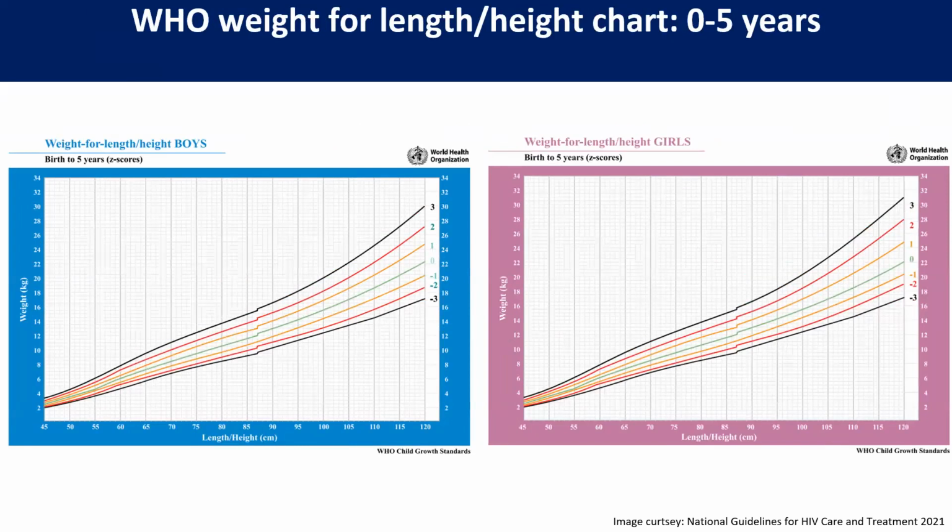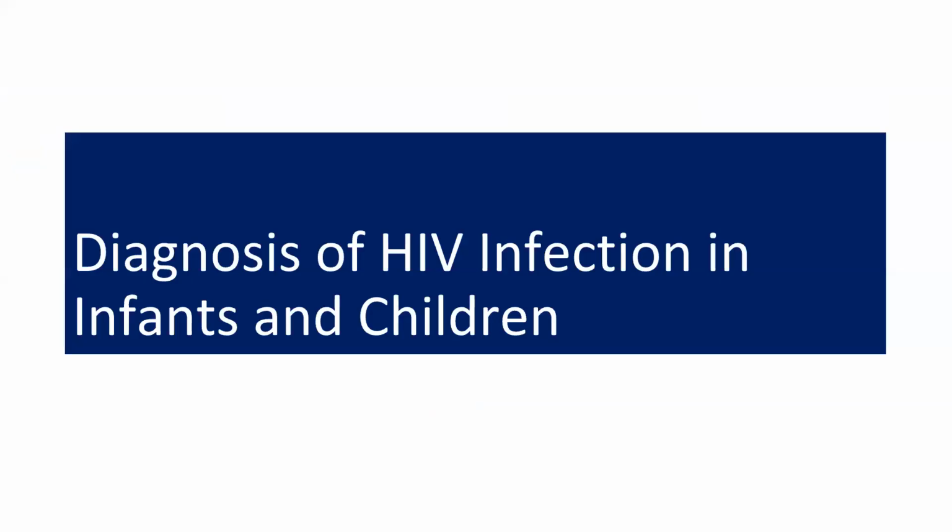We need to see whether the curve is parallel to one of these curves. If they are parallel to these curves and within these curves, then you need not worry. If the curve is dipping down, or it is plateauing, or it is coming out of these two curve lines, then we have to be very careful. These are early indications of growth failure and nutritional failure. We need to address this problem as soon as possible. So plotting the curve will help us in identifying growth faltering in these children.